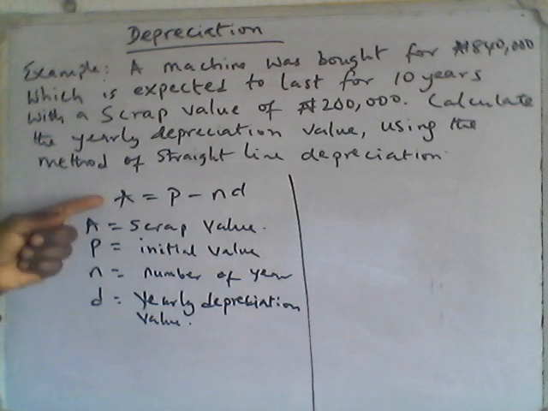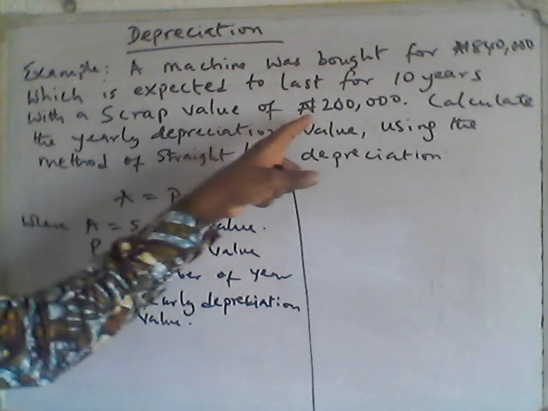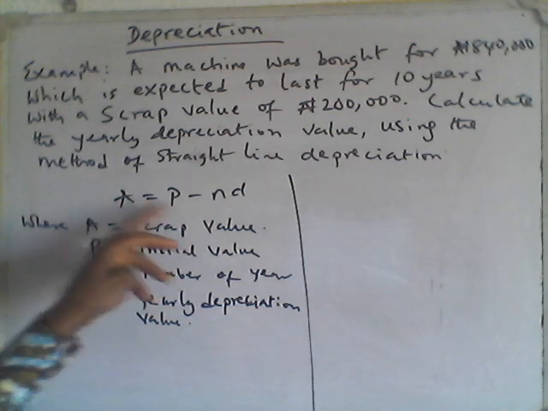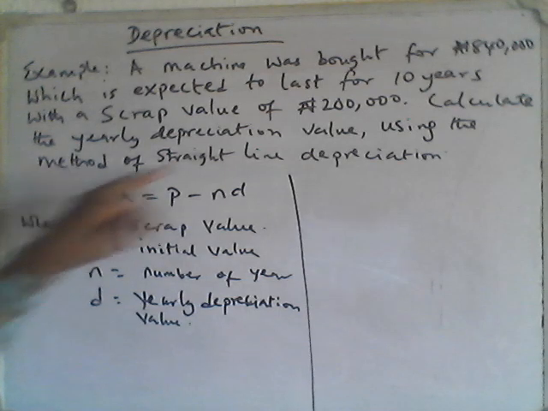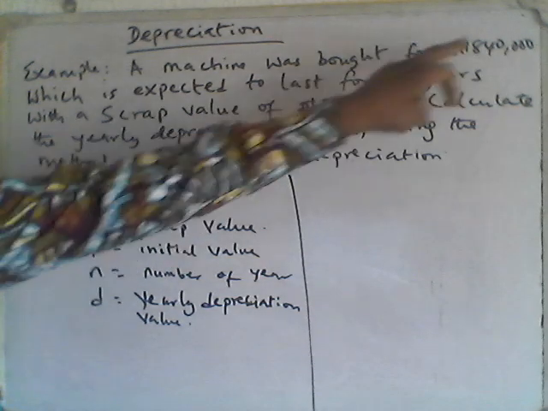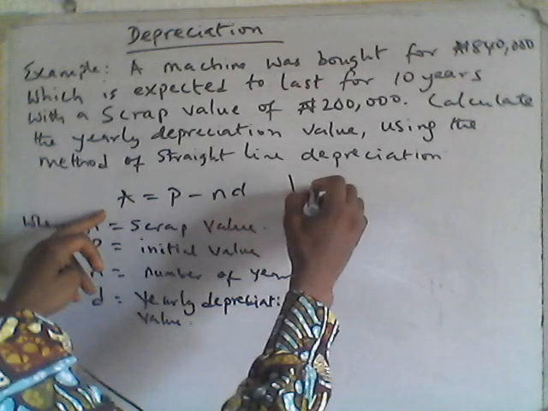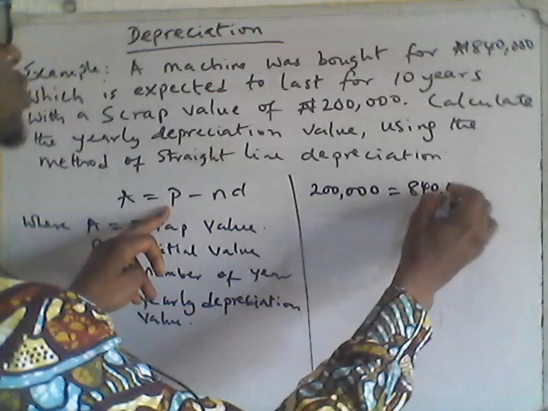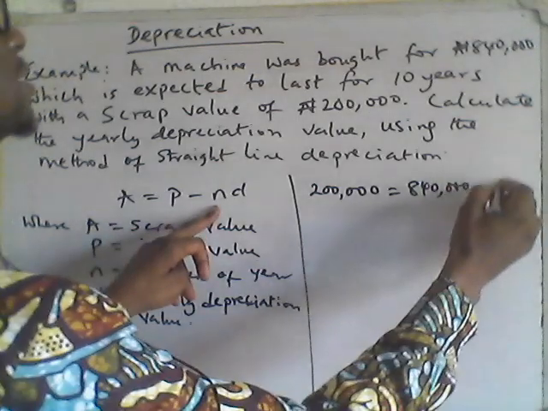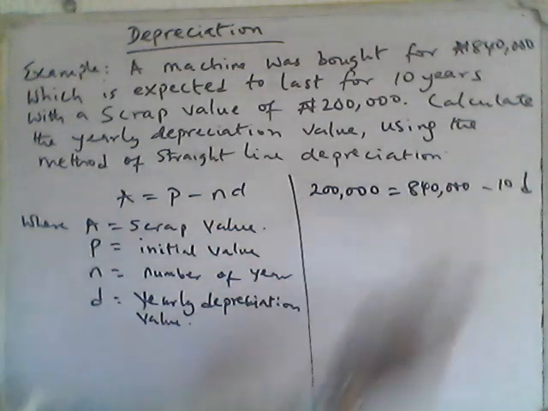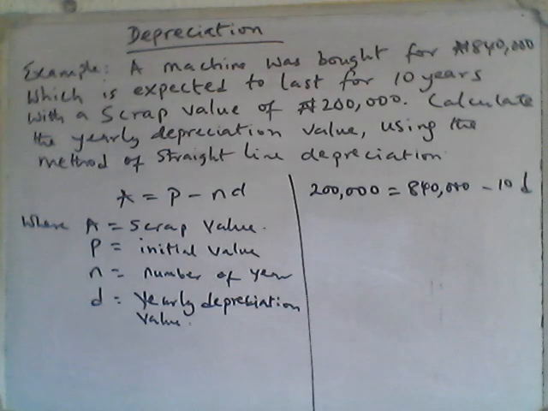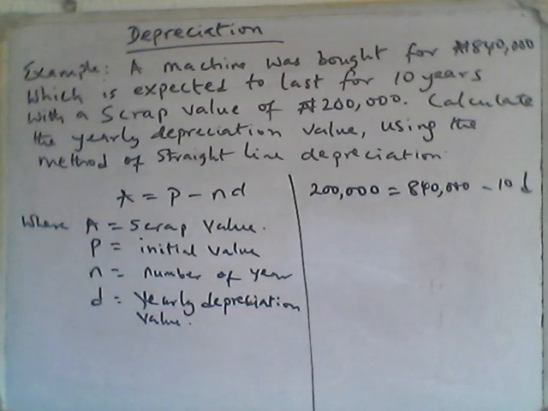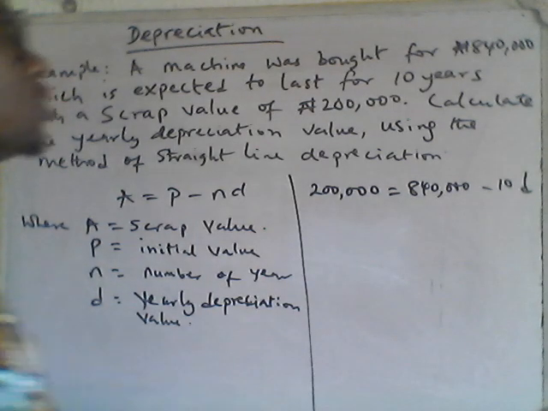Here it's simple enough. I have A, the scrap value. A is always lesser than P. A is the value it will tend to after some years. So A is 200,000, P is 840,000, N is 10, and D is unknown. This is what we're looking for. Every other thing here is mathematics. The finance has stopped. Now it's mathematics, so mathematics and finance mixed together. That's not a problem.